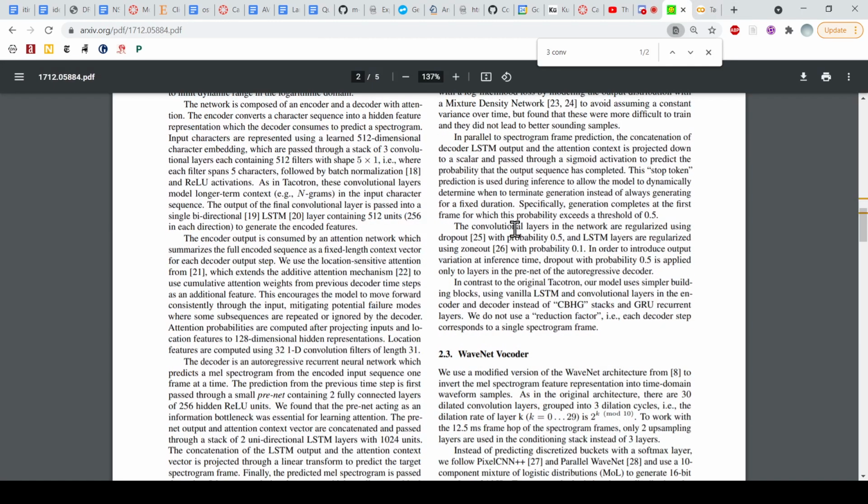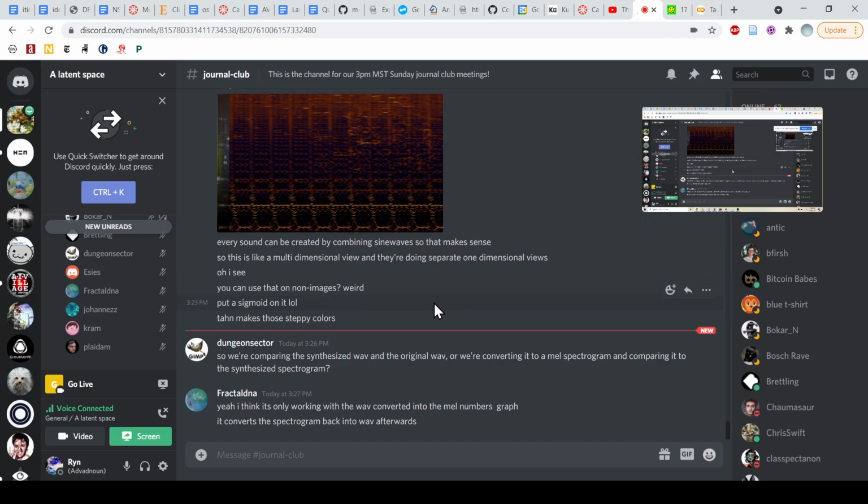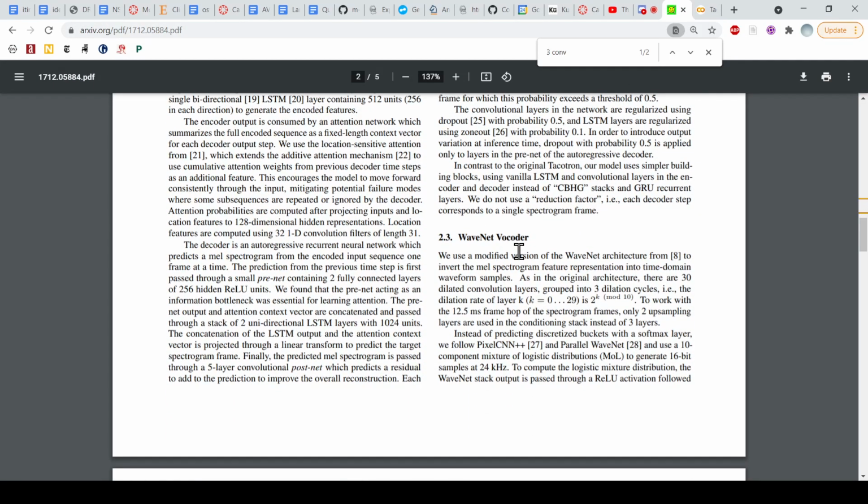Let's see. In contrast to the original Tacotron, our model uses simpler building blocks. Yeah, somewhat simpler. Using vanilla LSTM and convolutional layers in the encoder and decoder instead of CBHG stacks and GRU recurrent layers. We do not use a reduction factor, i.e., each decoder step corresponds to a single spectrogram frame. So yeah, I think it's going to be the spectrogram that we're comparing, and then WaveNet will take that, and then the WaveNet is trained separately. I don't know how that works, but I assume it's trained on the difference between the dot waves, because the WaveNet, I guess, takes the spectrogram and turns it into actual bona fide sound. WaveNet vocoder.